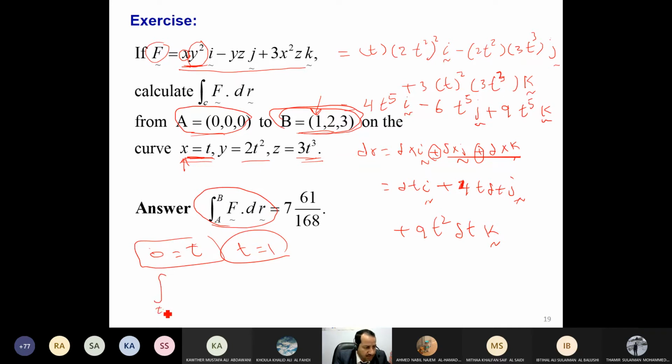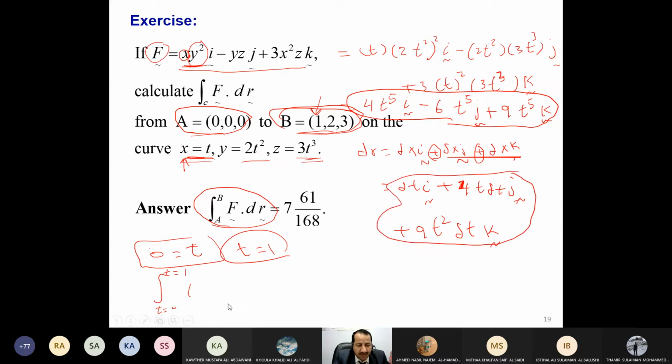Integration from t equal 0 to t equal 1. F, where is f? Just a minute, let me see f. This is f. By the way, this is a vector, and this here is a vector. So the dot product of two vectors will give me a scalar. I multiply the i elements, plus the j elements, plus the k elements. So the i element is this one.